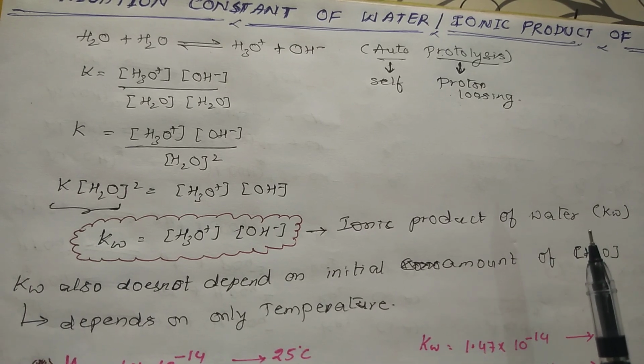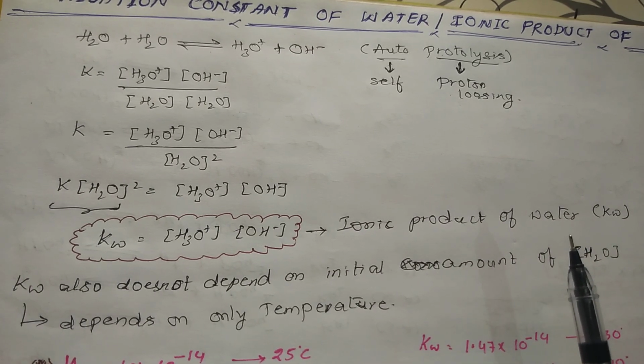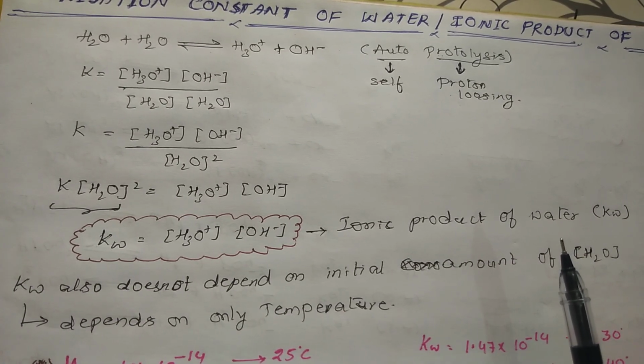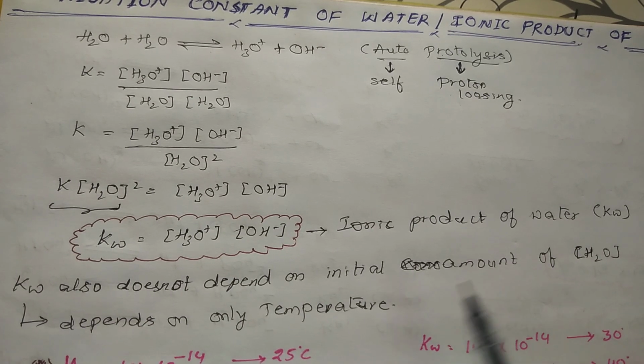Simply remember, water means H2O. What ions should you get from that? H plus and OH minus ions you will be getting. You multiply those things. Multiplication in mathematics is called the product, so this is the product of ions. That is called the ionic product.